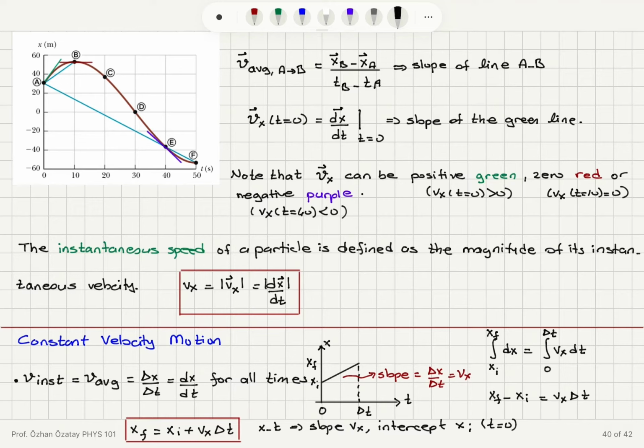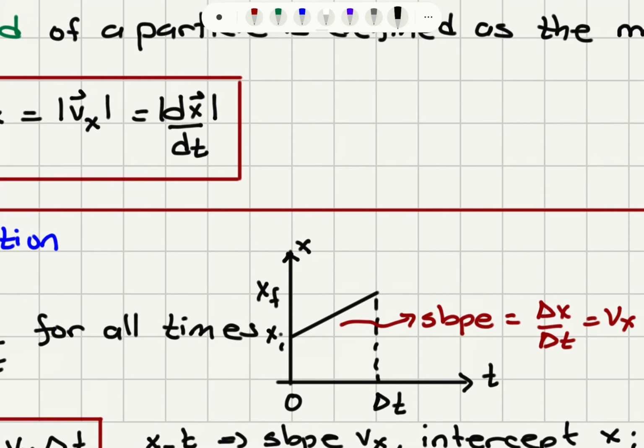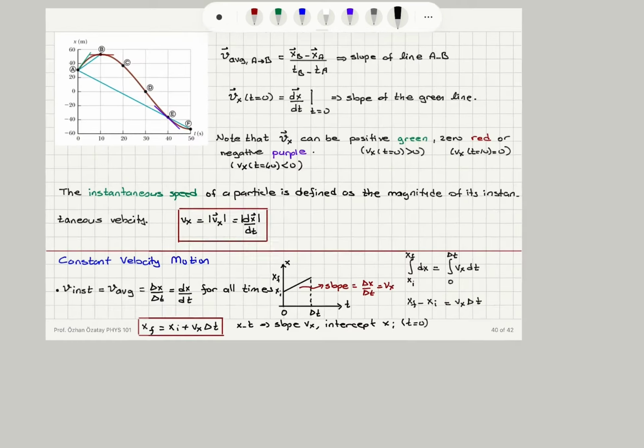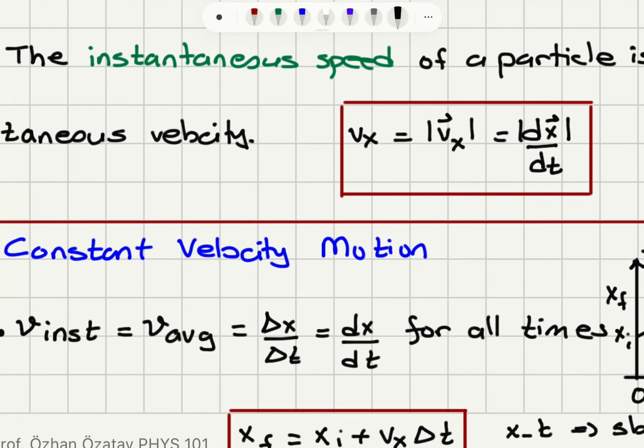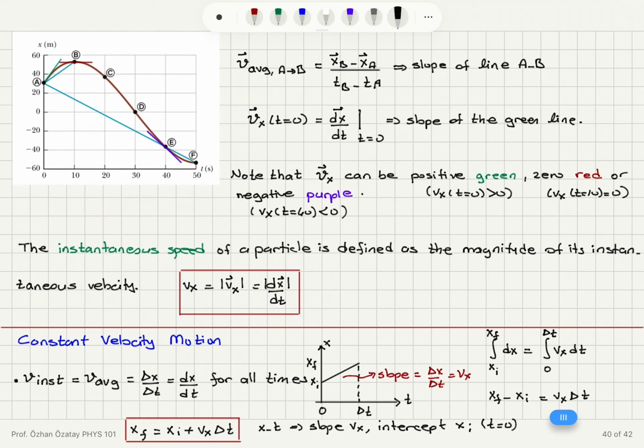Now, as a special case, we could have a constant velocity motion. When you have a constant velocity motion, that means we have a constant slope in the xt plot. So from x initial to x final, it's a linear path in a time interval delta t. For this type of motion, the instantaneous velocity, which is the slope of this line, will be equal to the average velocity. They're both equal to delta x over delta t or dx dt. Because delta x over delta t and dx dt are the same, we have a single slope.